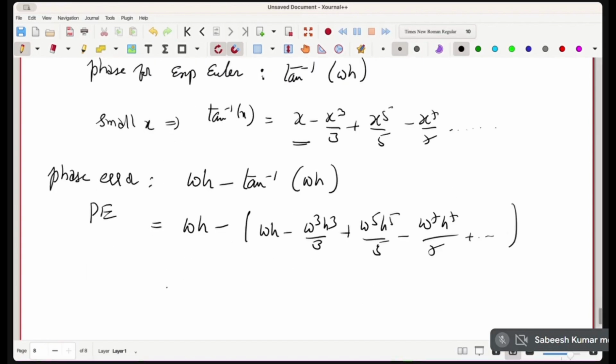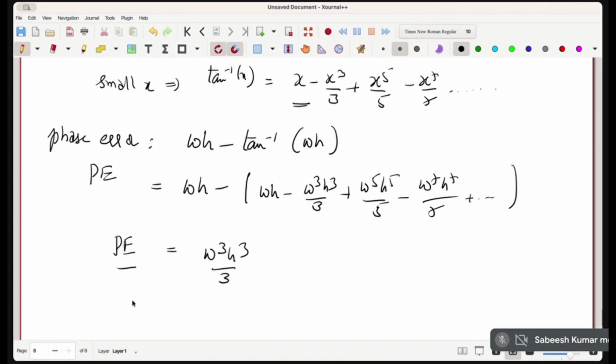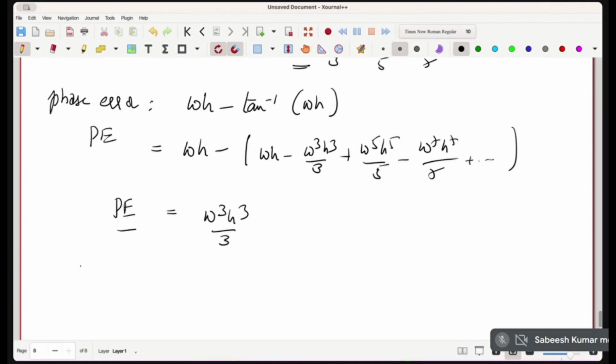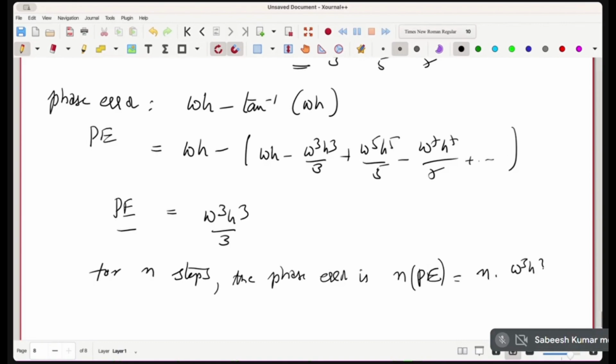Okay, so the leading order term is omega cubed h cubed by 3. That is the phase error for one step. That means for n steps, the phase error is n times this phase error, that is n times omega cubed h cubed by 3.